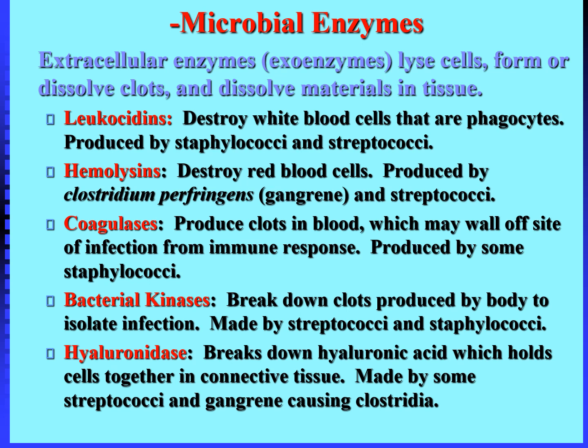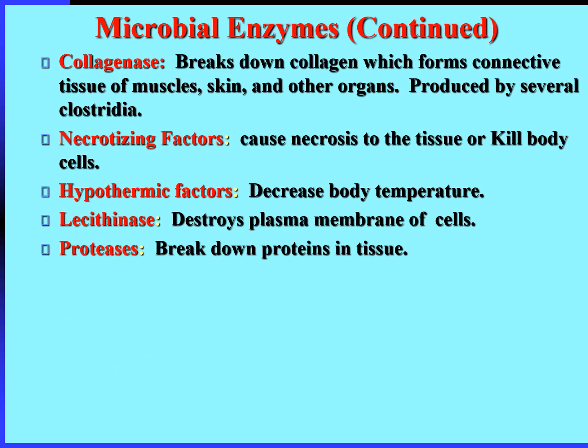Hyaluronidase enzyme breaks down hyaluronic acid, which holds cells together in the connective tissue, made by some streptococci and gangrene-causing Clostridium. فإذا تسبب الغاز gangrene بسبب إفراز البكتيريا إنزيم hyaluronidase. نكمل أنواع الإنزيمات اللي تفرزها بعض أنواع البكتيريا. Collagenase breaks down collagen, which forms connective tissue of muscles, skin and other organs, produced by several clostridia.